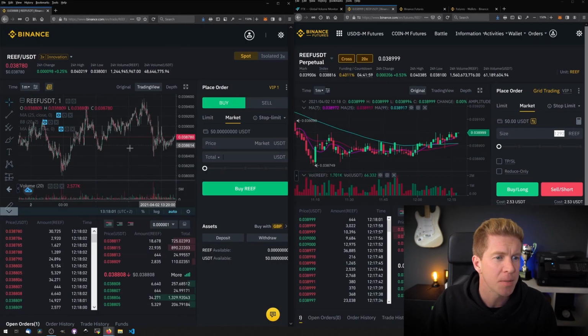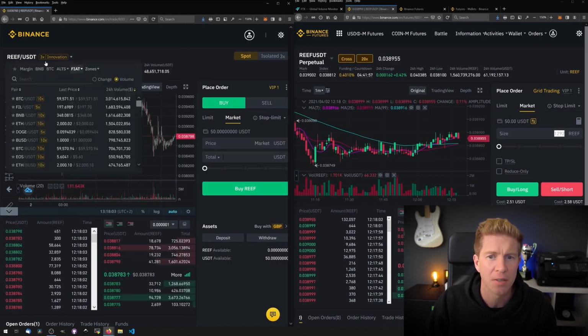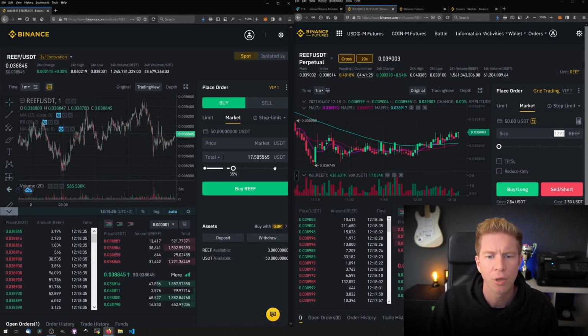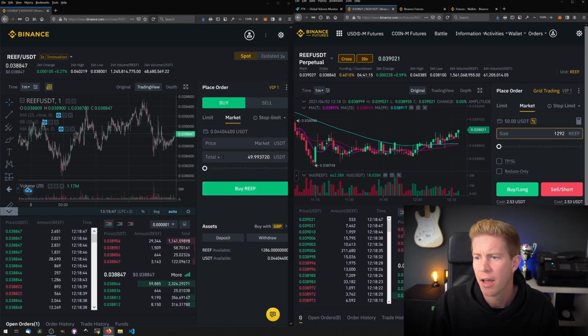So if we open up the spot market on the left here for Reef US dollar Tether, and then the perpetual futures contract on the right, what we're going to do is purchase as much Reef as possible on the spot market. I'm not using leverage here. So we've got 1286. And then quickly, before the price changes, I'm going to short sell the same amount of Reef on the futures contract.